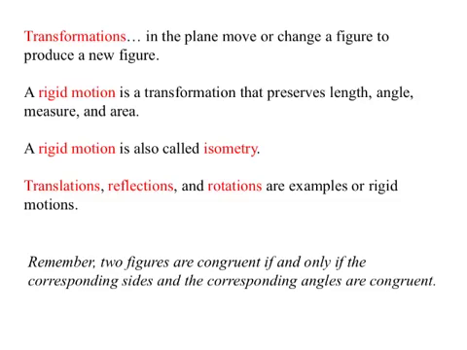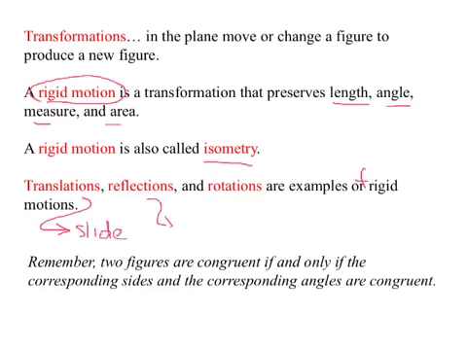A rigid motion is a transformation that preserves length, angle measure, and area. So rigid motion means nothing really changes about the figure, it just moves. A rigid motion is also called an isometry. Translations, reflections, and rotations are examples of rigid motions.